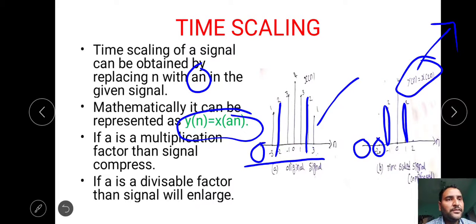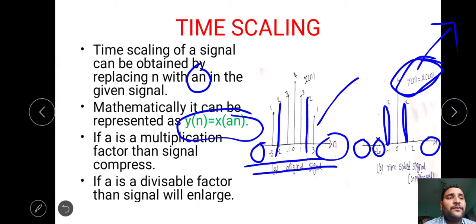Similarly, for n equal to 3, y of 3 equals x of 6. There is no x of 6, that's why it becomes 0. That means we have to substitute all the values of x. Here the x value is defined from minus 3 to plus 3, that is minus 3, minus 2, minus 1, 0, 1, 2, 3. At each and every place you have to find y of n.